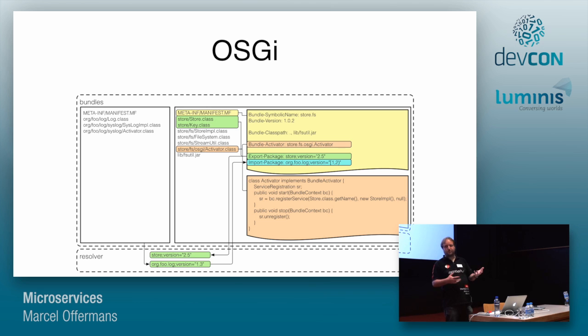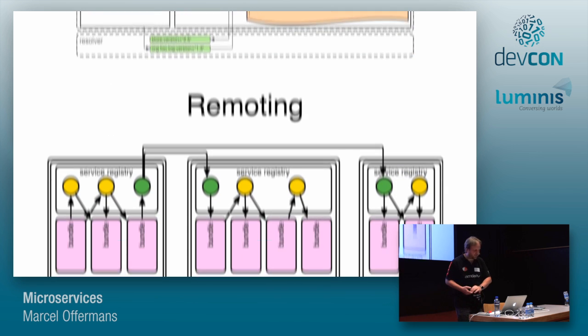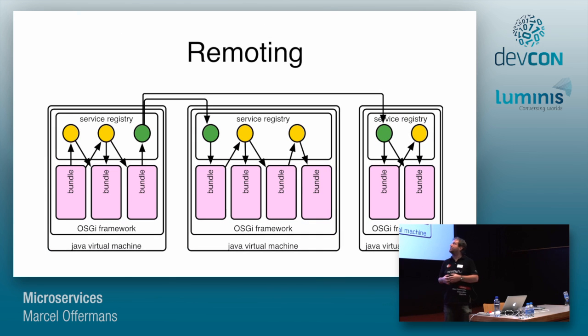So when you start your bundle, it will try to resolve all those dependencies. If that succeeds, your bundle will start, your start method will be invoked, and you can start doing your stuff. And doing your stuff can, for example, be publishing a service so other bundles can look that up and use it. So that's really OSGI in a nutshell. And there's one more thing I want to mention about that, and that's remoting.